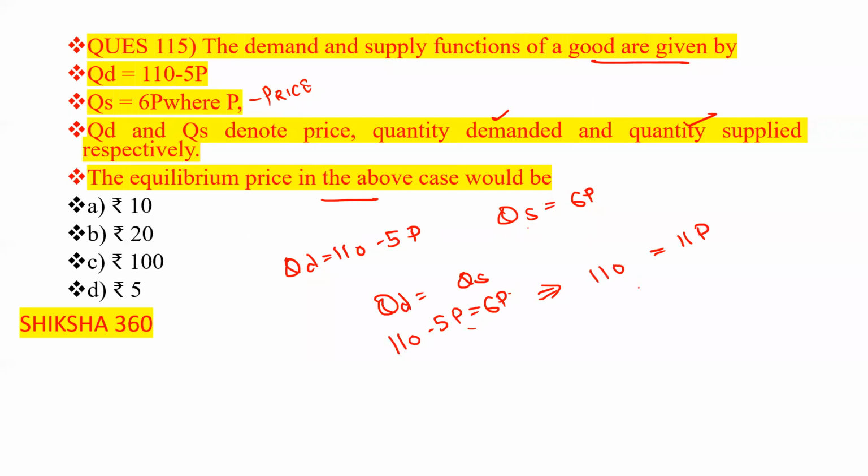Taking p on the right hand side, p equals 110 upon 11, which is 10 rupees. So the equilibrium price in that case is 10 rupees. Option A is the answer, that is 10 rupees.